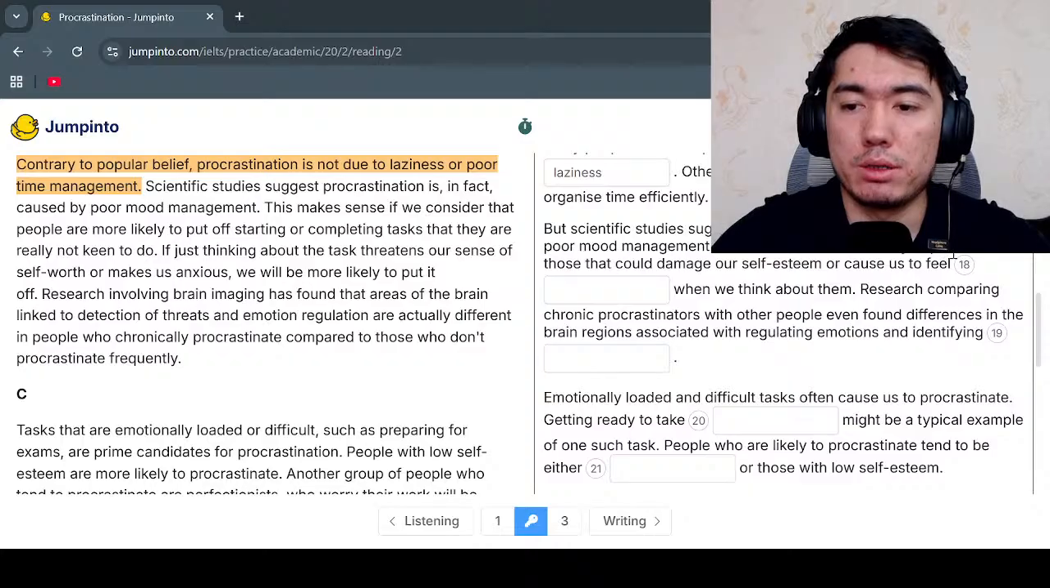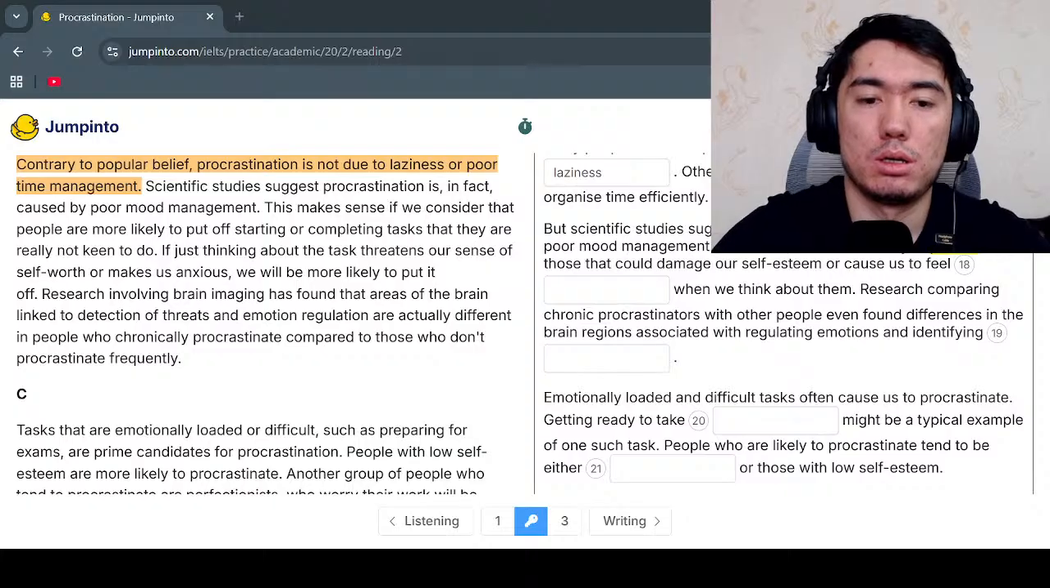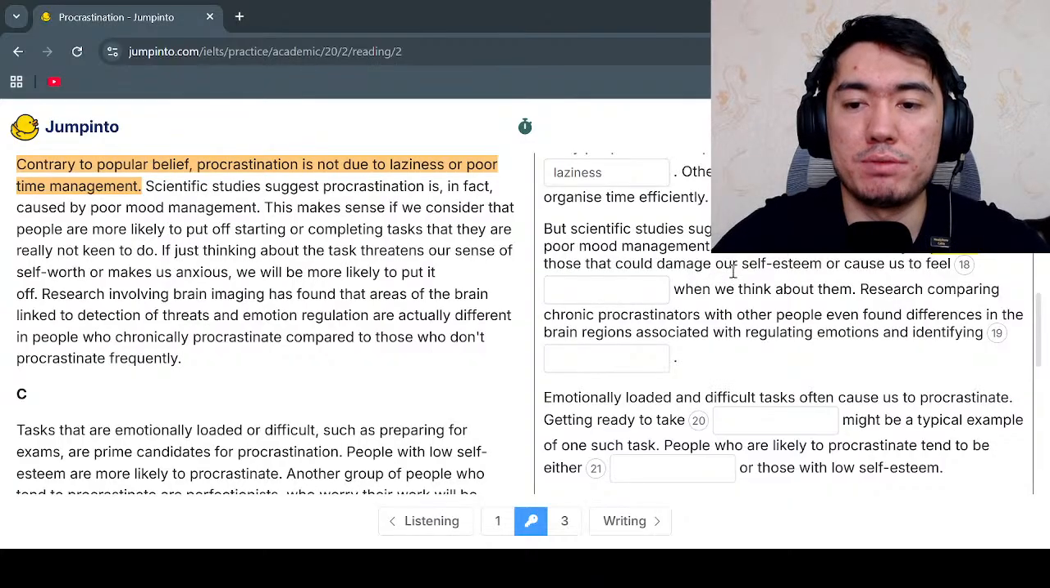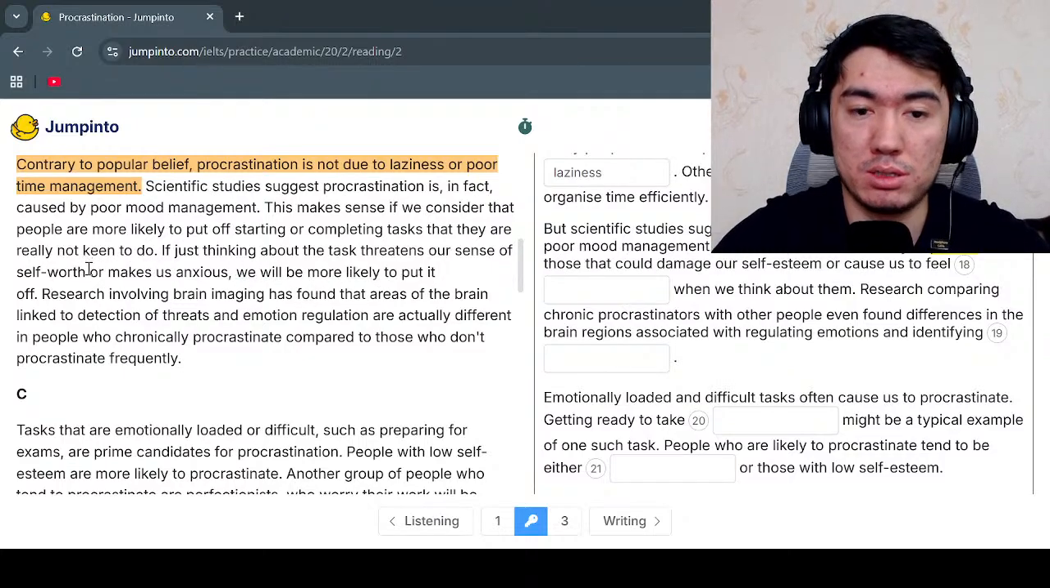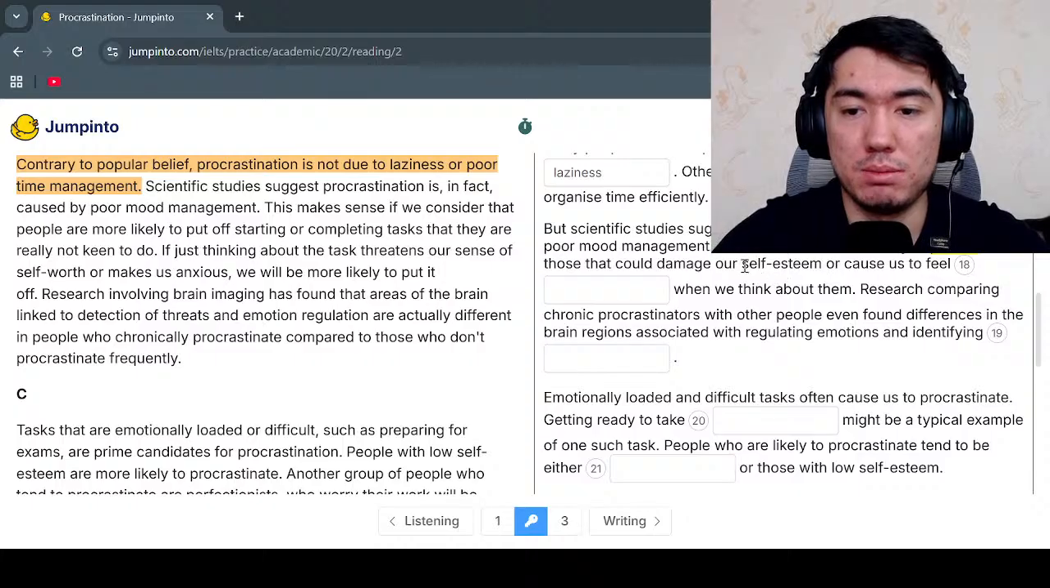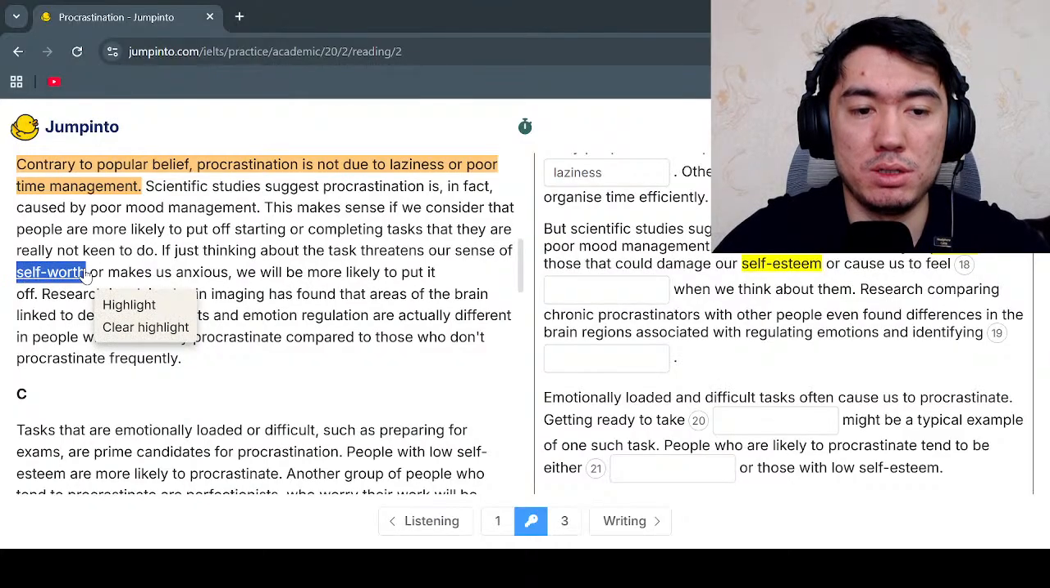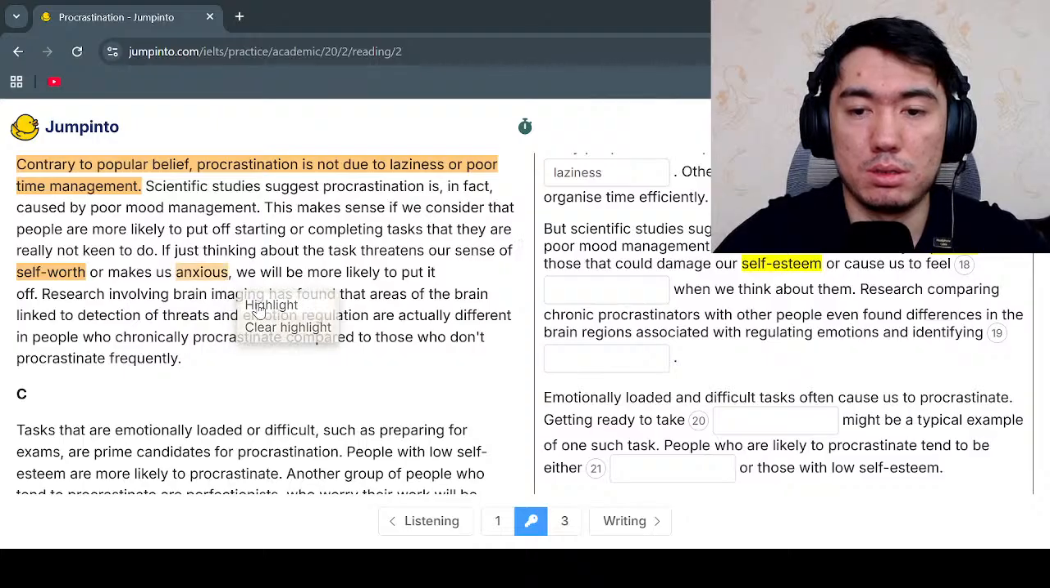The tasks we are most likely to put off are those that could damage our self-esteem or cause us to feel anxious. People put off starting or completing tasks they're really not keen to do. If just thinking about the task threatens our sense of self-worth, that's self-esteem and self-worth, or makes us feel anxious. So that makes this the answer.